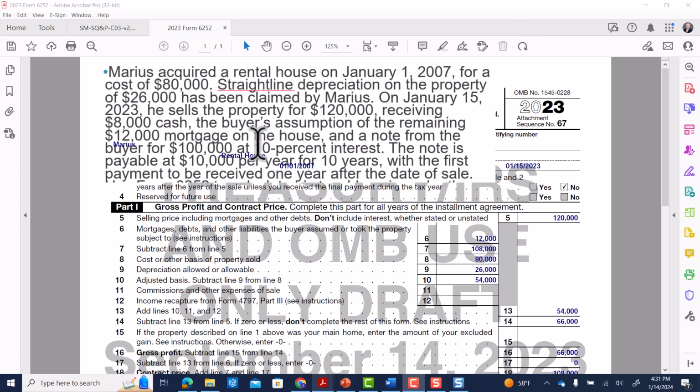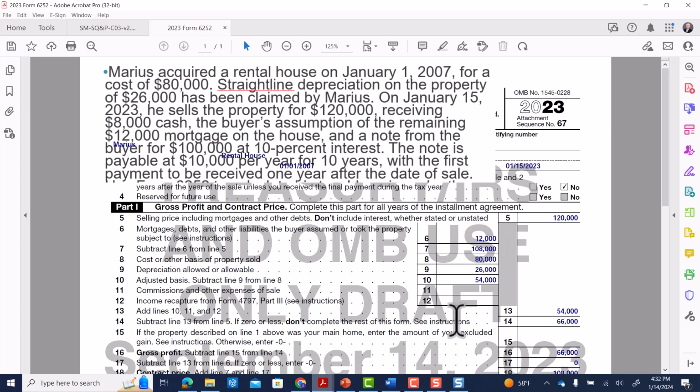All right, here we are at the 6252. I've pasted the data in here on the top so that we can look at it if we want to. I filled out this top part, but presumably that's not where the bread's getting buttered. So what is the selling price, right? It sells the property for 8,000 in cash, assumption of a 12,000 mortgage, and a $100,000 note. So there's the 120,000. So the selling price is 120,000. What mortgages were assumed? Well, there was a $12,000 mortgage assumption, so 12,000. Subtract line 6 from line 5, 108.